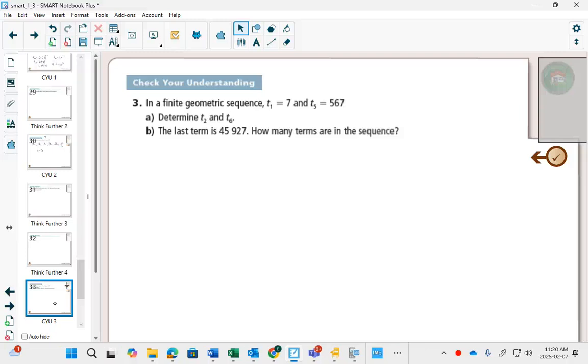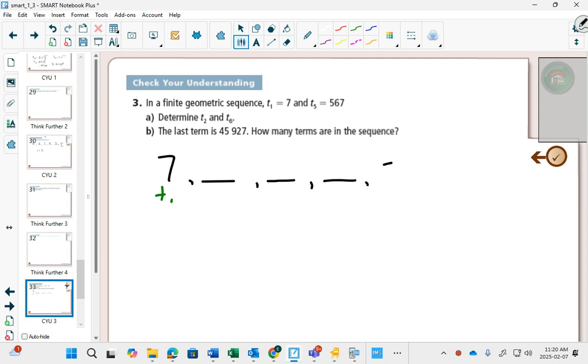In a finite geometric sequence, term 1 is 7, so we know term 1 is 7. We don't know term 2, term 3, term 4. We know term 5 is 567. We don't know term 6. We want to find term 2, and we want to find term 6.